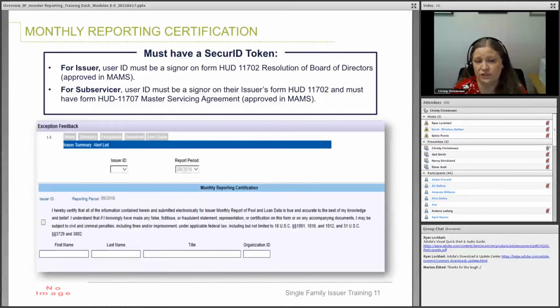For a subservicer, the user must be a signer on the issuer's HUD 11702 form and must also have an active HUD 11707 form in MAMS. A quick story. A few months ago, an issuer missed the 14th business day monthly certification deadline because the only one person that had access to complete the monthly certification was out on an unexpected medical leave. Therefore, a best practice would be to have multiple backups with RSA tokens for the monthly certification process. I will now turn it over to Cal.